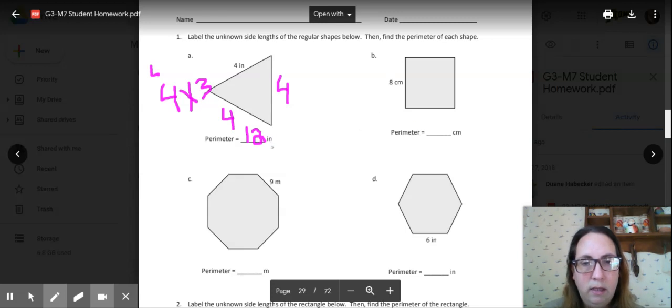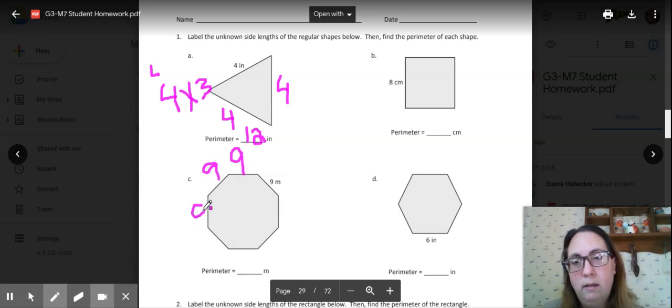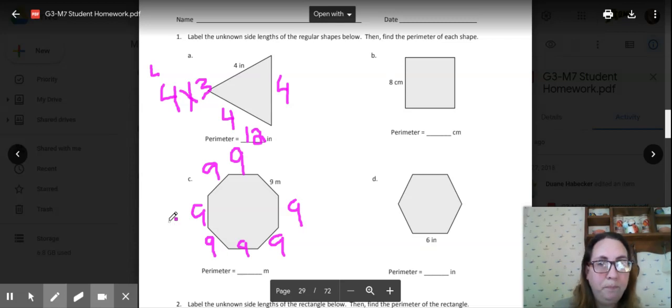And I'm thinking that we will do C also together. So if this side is 9, then this side is 9, and that side's 9, and that side's 9. This side might be, yep, it's 9. And 9, and 9, and 9. You could add all of those 9s up, or you can use the trick that I was showing.